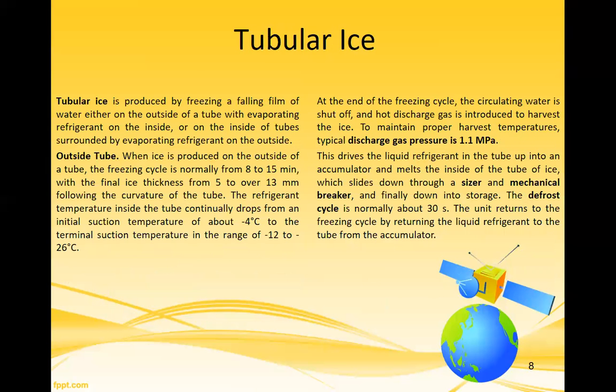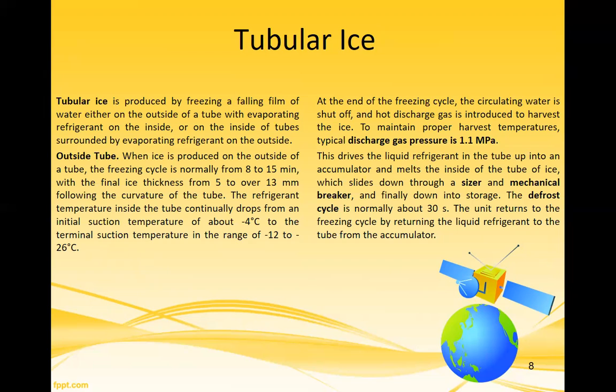Next, the other type of ice is tubular ice. Tubular ice is produced by freezing a falling film of water either on the outside of a tube with evaporating refrigerant on the inside, or on the inside of a tube surrounded by evaporating refrigerant on the outside. So this one is a tube, the other one is a drum. So what comes out of the drum is flake ice.